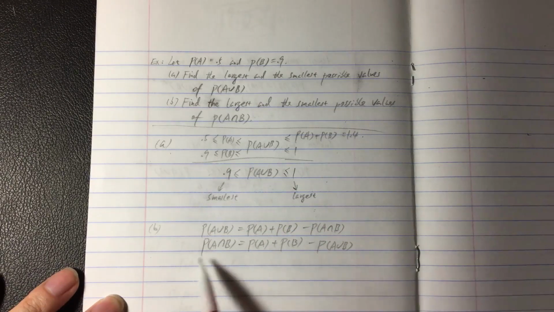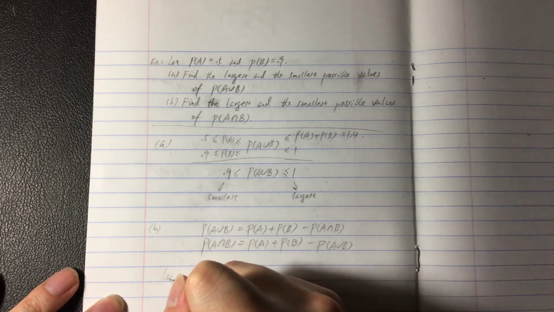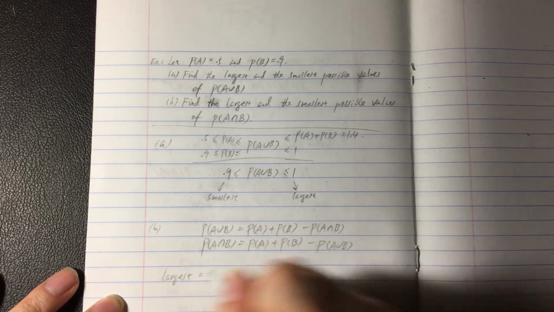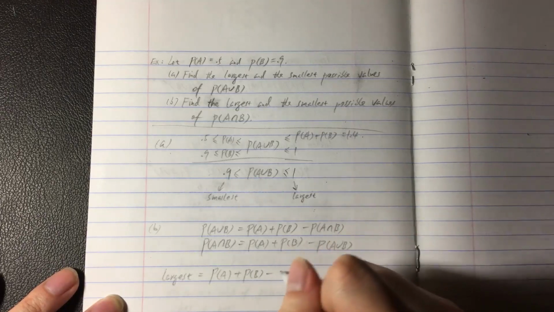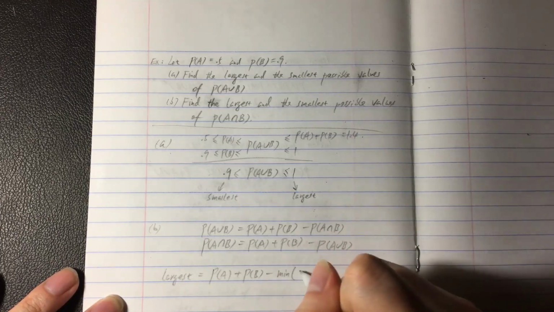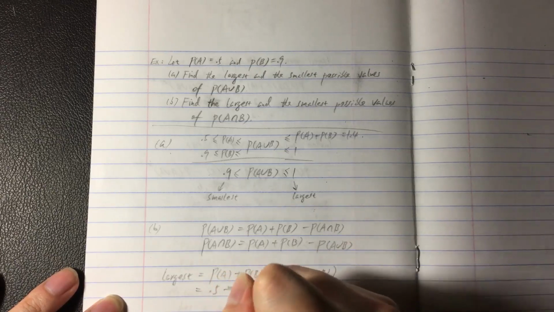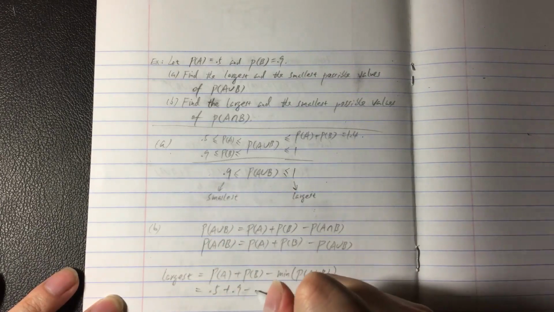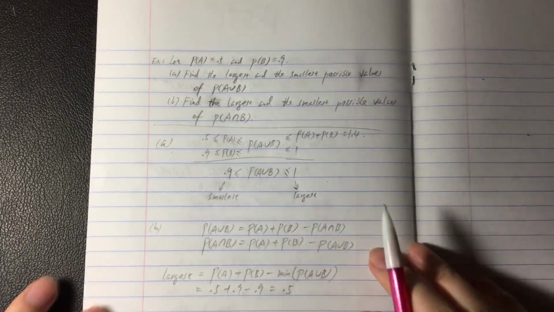And we know that the maximum value of A intersection B occurs when A union B has a minimum. So for the largest possible value, we take probability of A plus probability of B minus the minimum value of A union B. That's 0.5 plus 0.9 minus the minimum value of A union B, which is 0.9. I get 0.5. That's the largest possible value of A intersection B.